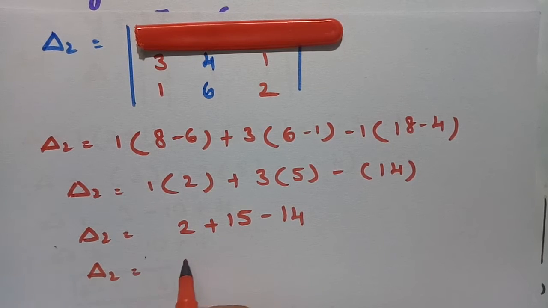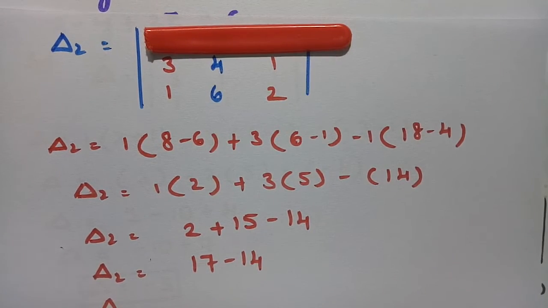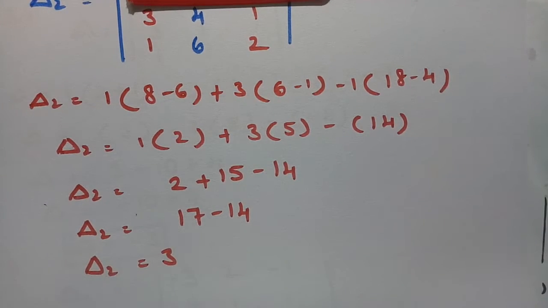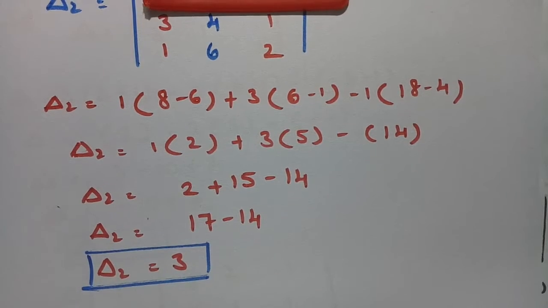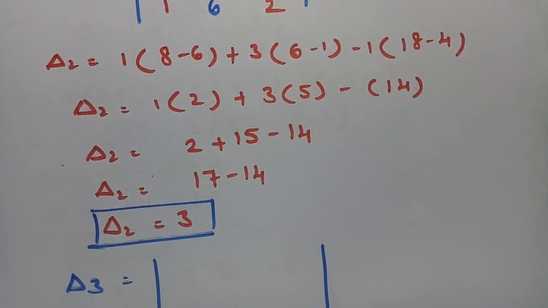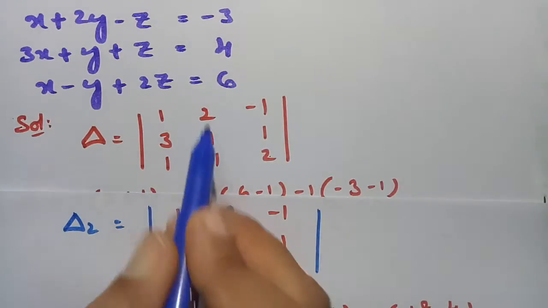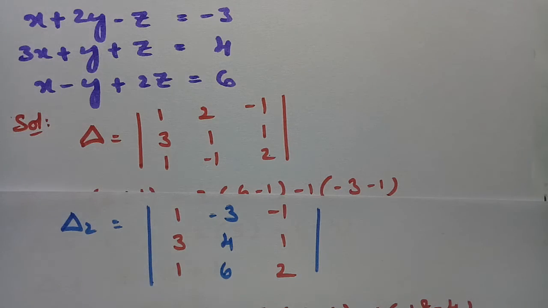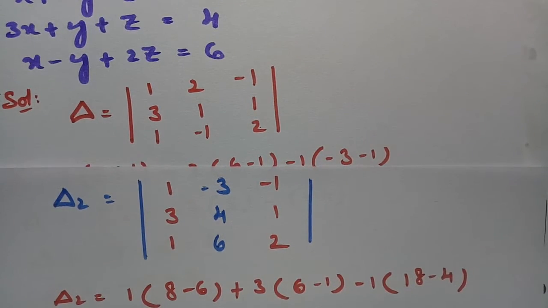So delta 2 is equal to 17 minus 14, so the delta 2 value is equal to 3. After getting the delta 2 value, now we have to write delta 3. So again I have to frame this delta 3. I'll take all the columns from delta: column 1 is 1, 3, 1, so I'm writing the same 1, 3, 1. The second column is also as it is, that is 2, 1, minus 1.